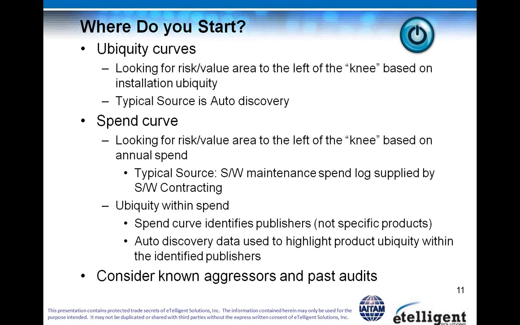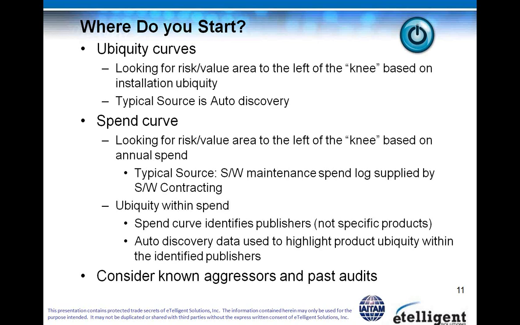Now, when you get the spend curve, the ubiquity curve will be by numbers of workstations, or numbers of devices that the software is actually loaded on. The spend curve will be by dollars spent by publisher. And so once you understand the feel for the high ubiquity of titles within those publishers, in case you missed it on the first view. So there's kind of a second step to the spend curve.